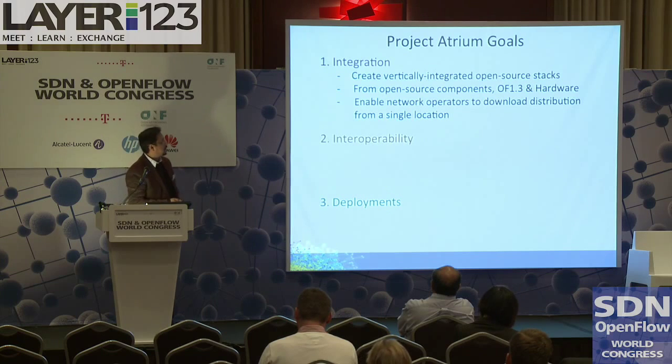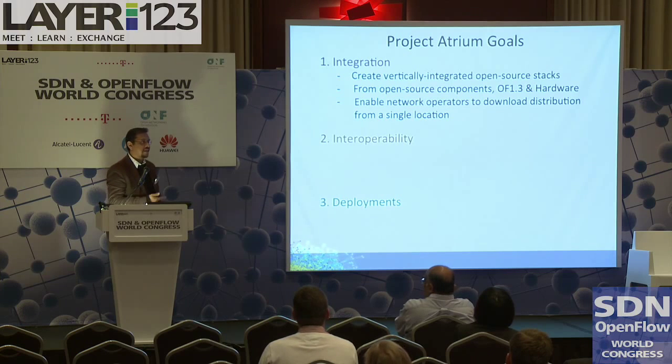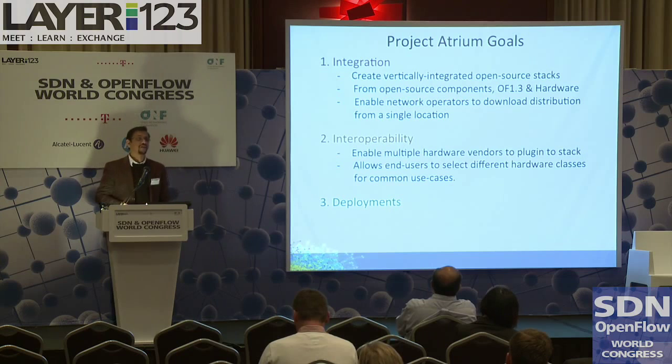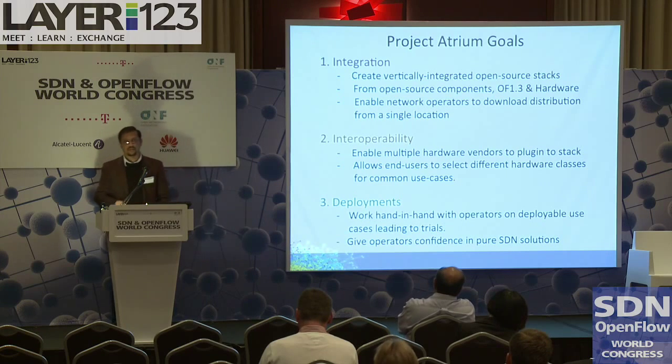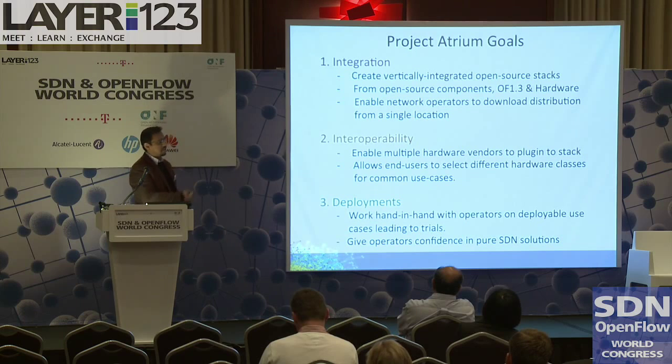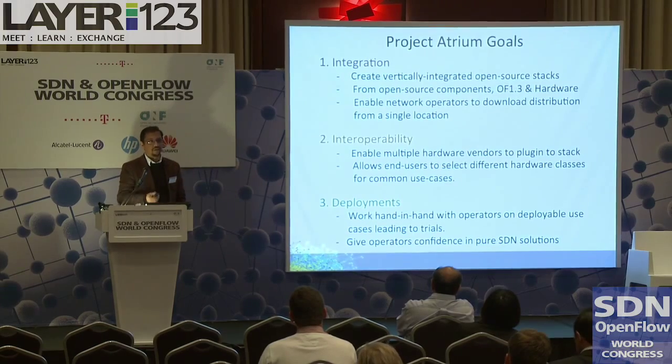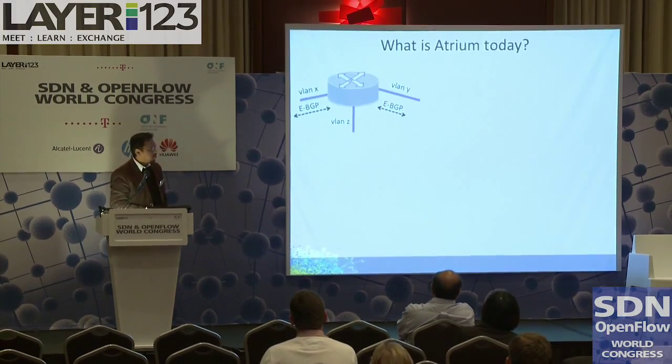So the goals, like I said, we want to create vertically integrated stacks that all work together so we can enable network operators to download this distribution from one place and have it working and get started and up and running as fast as possible. Another thing we wanted to do was have interchangeable parts in this distribution. We wanted to have the ability that you can swap out one part and slide in another part and it'll still work. And that means that we have to have this level of interoperability between the things that we put into this distribution. And finally, we want to work hand in hand with network operators to understand their use cases and have this distribution be part of the lab trials and possibly leading to field trials in order to give the network operators the confidence in SDN solutions.